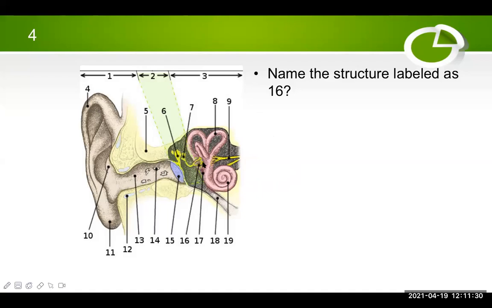This is called the foot plate of the stapes, which is attached where? What is this structure called? Cochlea. Exactly. You can simply say it is attached to the cochlea. That would be enough.